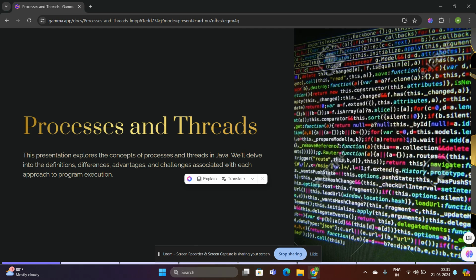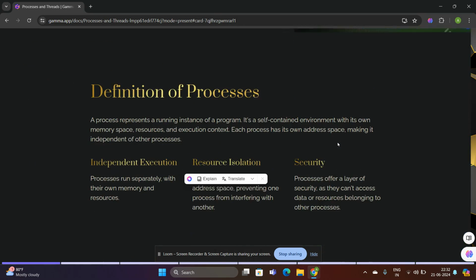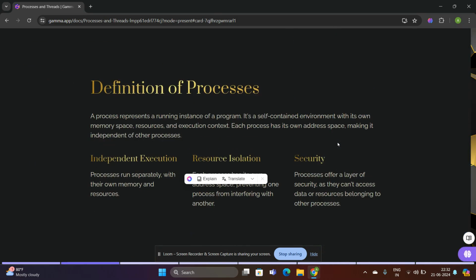In this video we're going to see the differences, the advantages, and the challenges faced by both processes and threads. Coming to the definition of a process: when we run any program, internally an instance of the program is created, and that is called a process. This process has its own memory space and its own execution space, where the content of one process cannot be leaked to another process. That is the feature of the process concept.